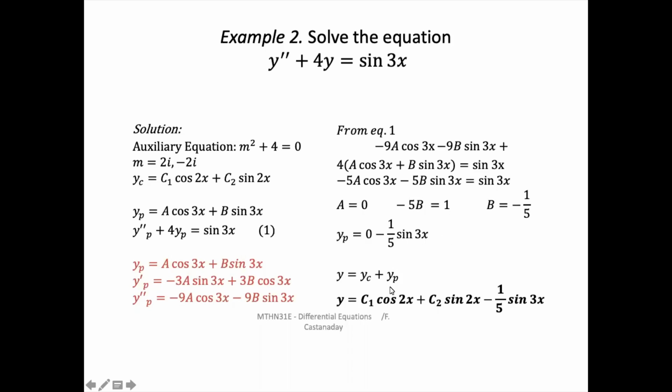Your general solution is y equals the value of y sub c, which is c sub 1 cosine 2x plus c sub 2 sine 2x, plus the value of y sub b, which is minus 1 over 5 sine 3x.